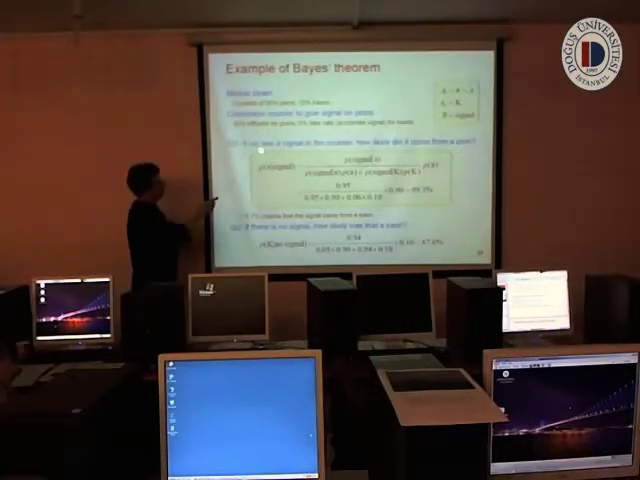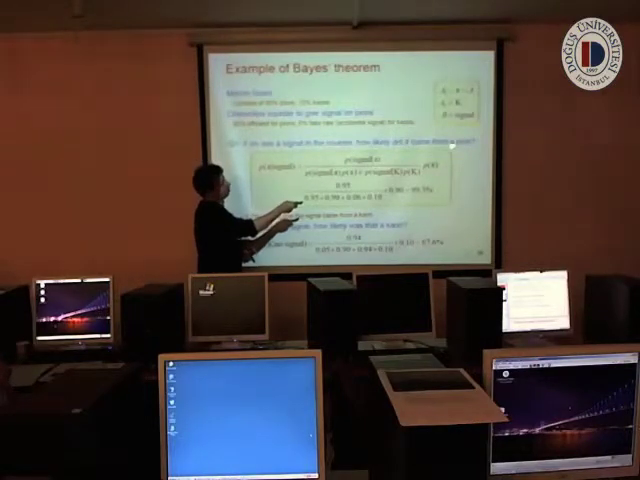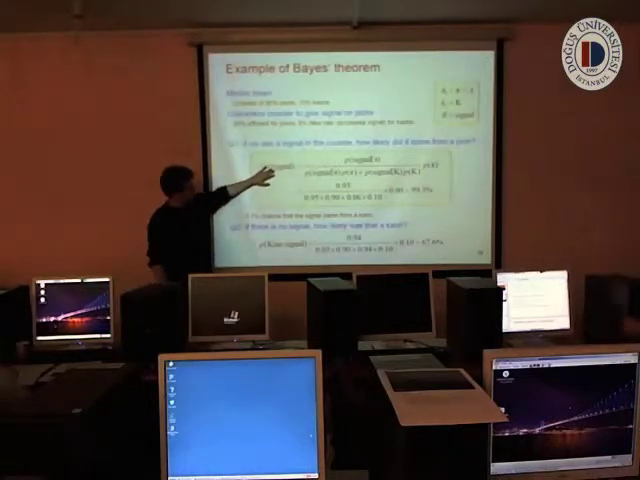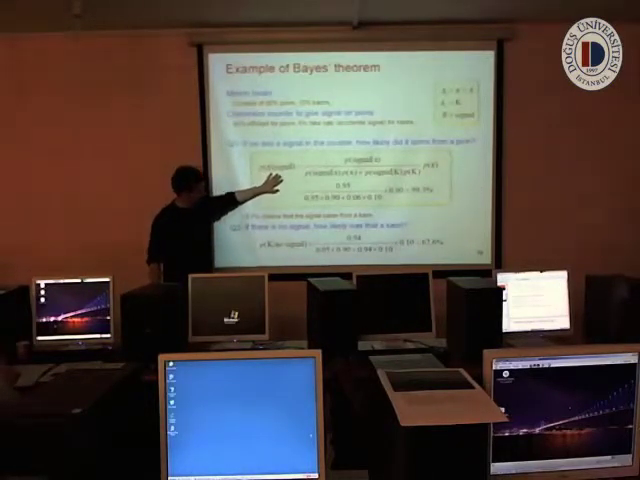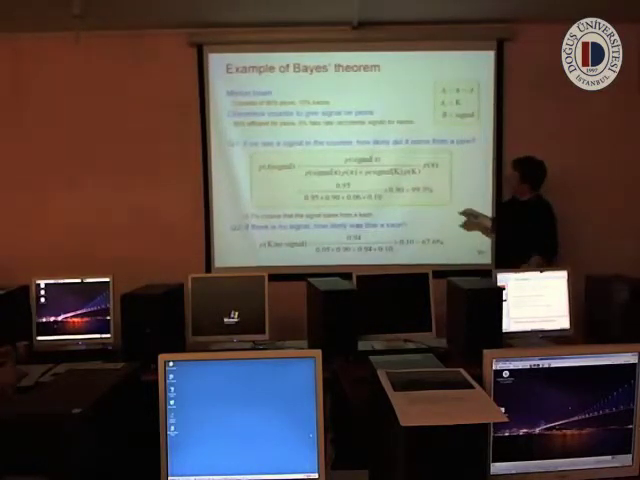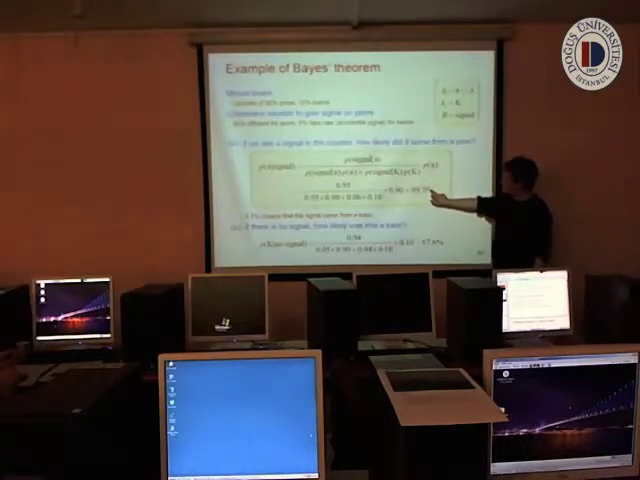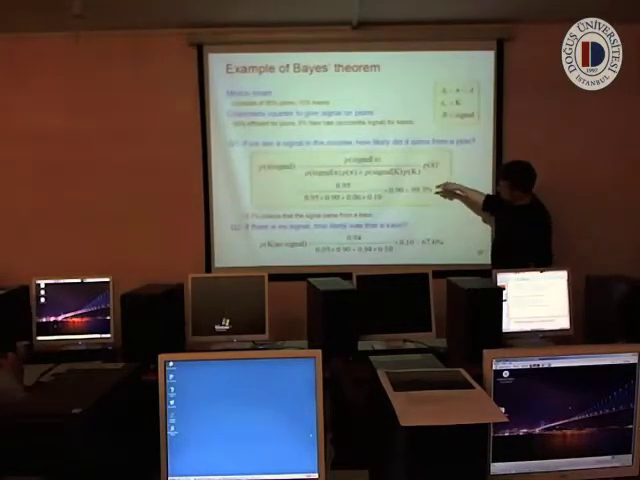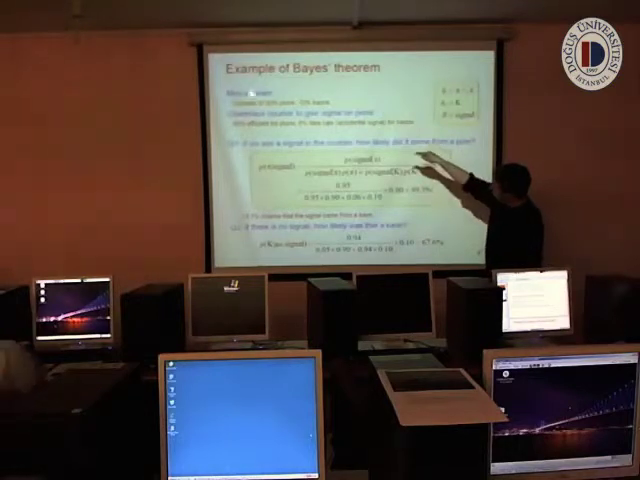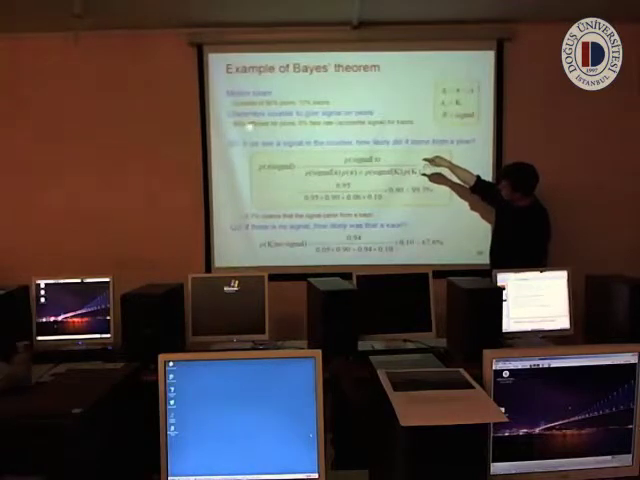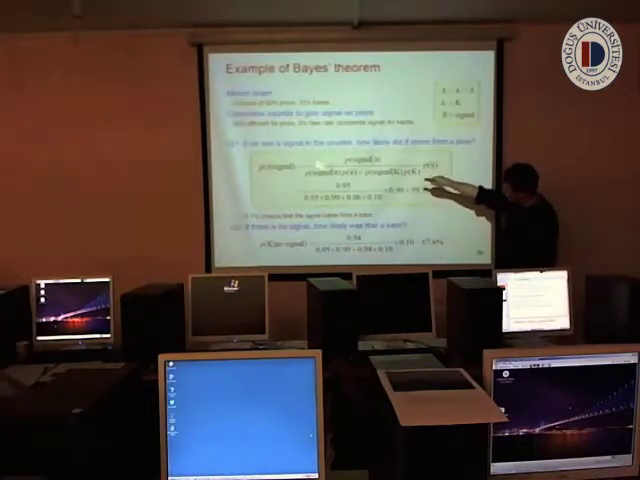So the question then is, if we see a signal in the counter, how likely did it come from a pion? From these numbers, we can use Bayes' law to find out that if we see a signal, the probability that it is a pion is 99.3%. This is what Bayes' law gives you. And it basically takes into account that you have much more pions than kaons, and it takes into account that you have a certain efficiency and fake rate. And you put this in.